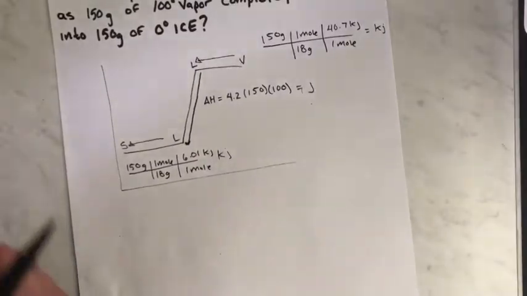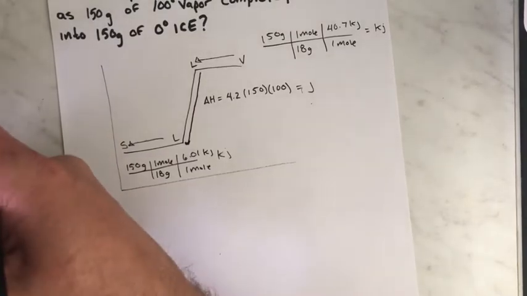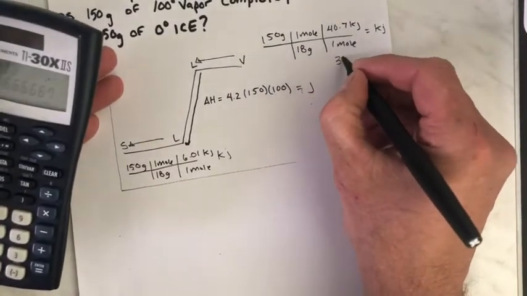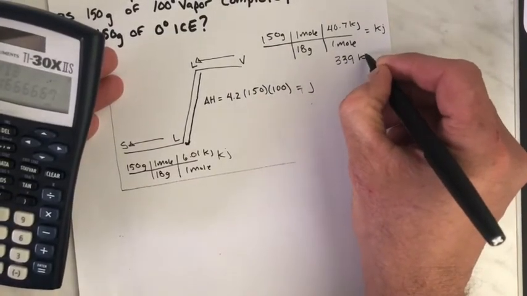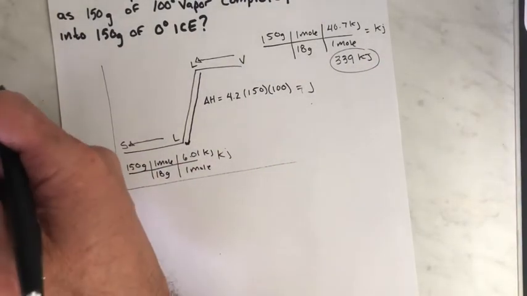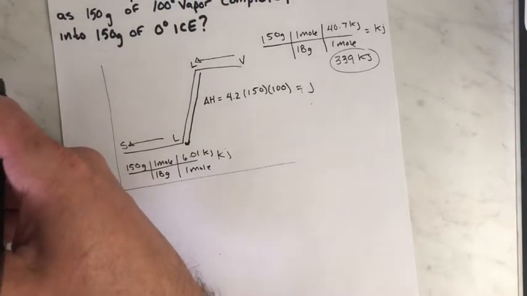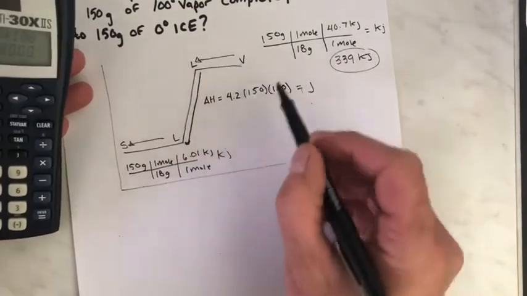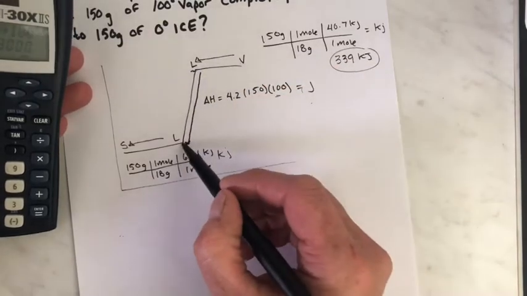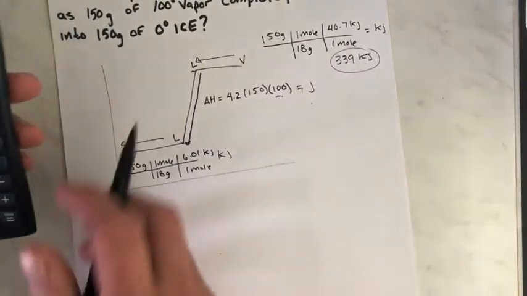Okay, so let's just solve these. This is 150 times 40.7 divided by 18. This is 339 kilojoules. Okay, so that answer, we're going to do 4.2 times 150 times 100. And by the way, I might have glanced over it. The 100 that you see right here, that is the temperature range from the boiling temperature down to the freezing temperature. So there's 100 degrees. This is your delta T, right?